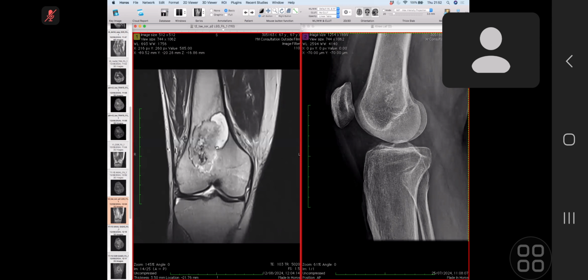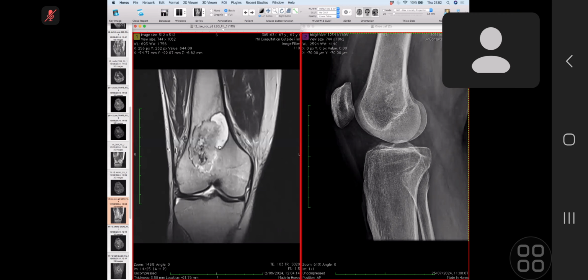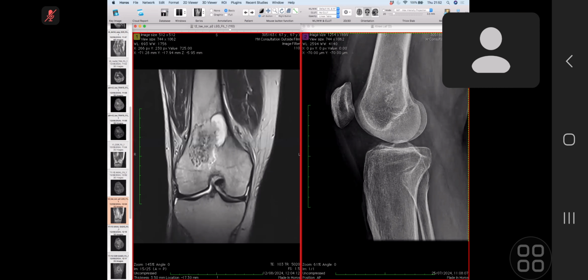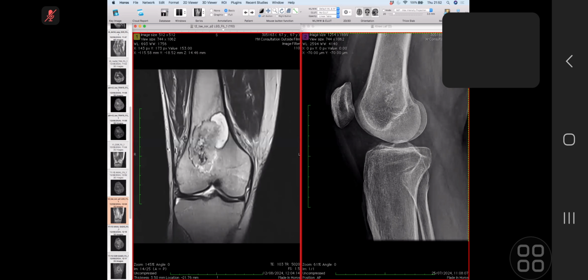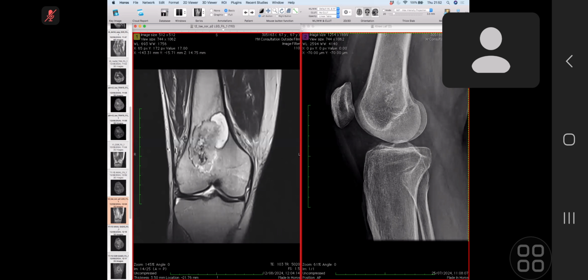Well, it was biopsied, so that's proven, for sure. It came back as high grade chondrosarcoma. Okay, no worries. Next case then. Let me just close this and get the next case.